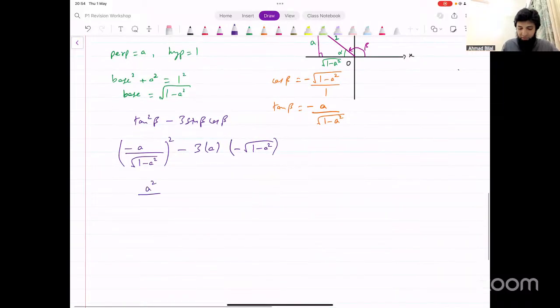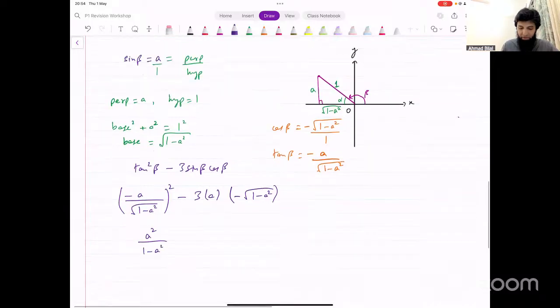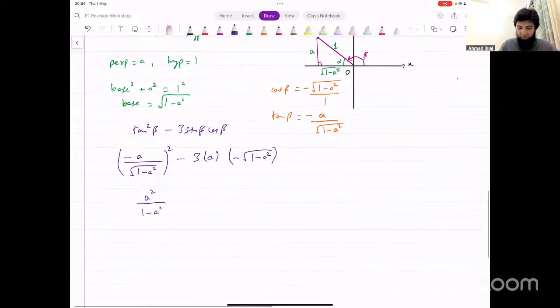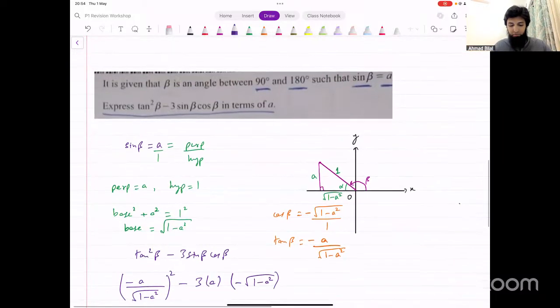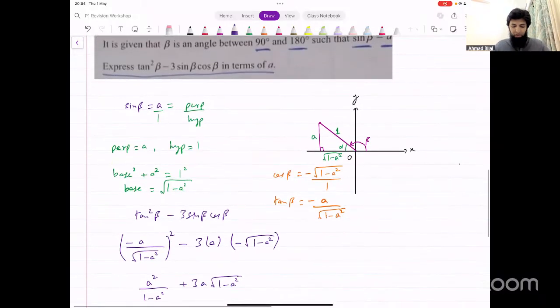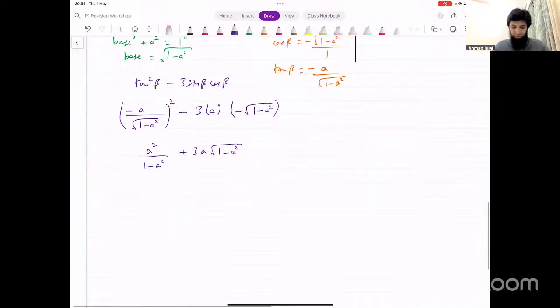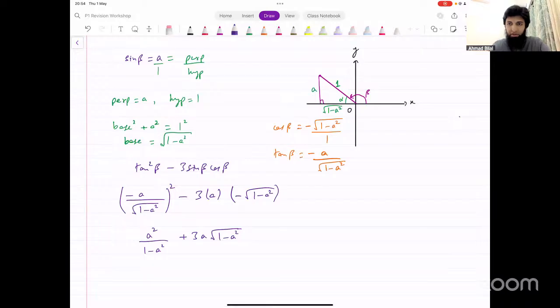This gives you a squared divided by 1 minus a squared. The minus gets eliminated because we are squaring that. Minus 3, and this, we have this minus as well, so it becomes plus here, plus 3a into square root of 1 minus a squared. This is what they were asking for in terms of a. They've not really said that you need to simplify this as such. So you can leave it like this as well, and that will be okay. That's your final result.